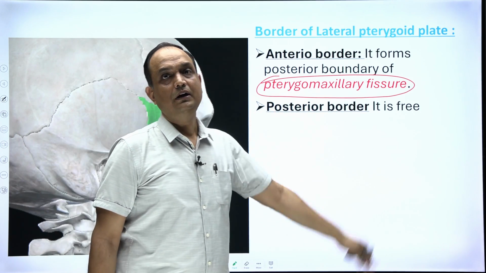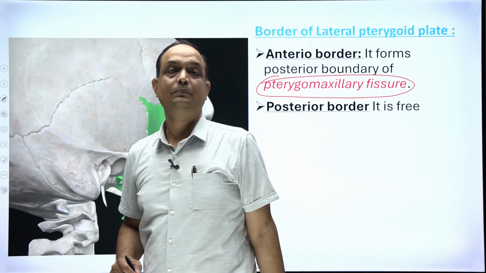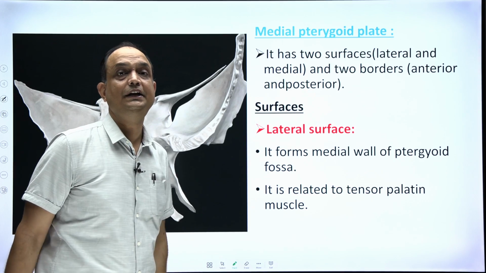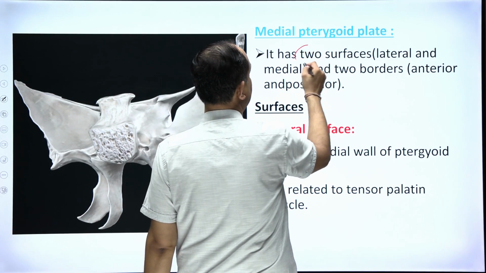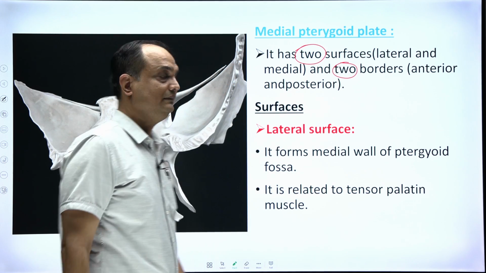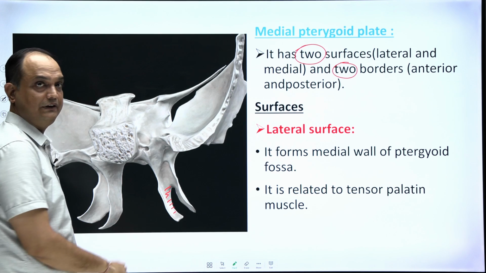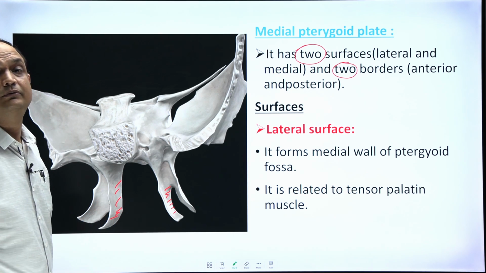Now, the posterior border. When you see the posterior border, this posterior border of the lateral plate is free. Now, we will move to the medial pterygoid plate. This medial pterygoid plate also has 2 surfaces and 2 borders. What are the 2 surfaces? Again, when you see this plate, this surface is the lateral surface of the medial plate, and this will be the medial surface of the medial plate.